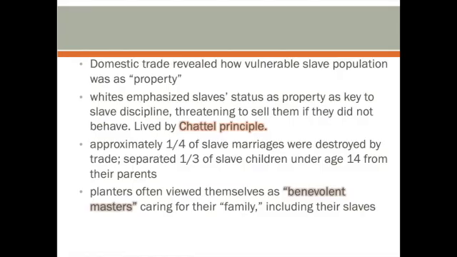And the domestic slave trade eventually revealed to the slaves and to Northerners how vulnerable these slaves were. That they were literally just property. You can think about those slaves in the Upper South that had been living for generations and generations, peacefully, having their kids, growing their family, and so on. And then here comes the domestic slave trade, and now they're broken up because their plantation owners eventually sold them. And the idea is that there's this chattel principle: you're just property. That slaves were just property.